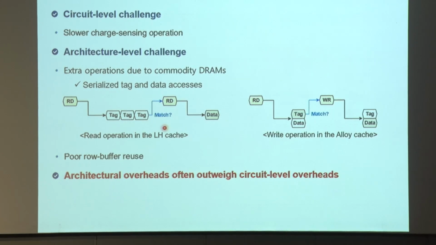Although it's possible to fetch tag and data simultaneously, this capability is limited to direct mapped cache only. Moreover, because the tag must be read before a write operation, the sequential accesses cannot be entirely avoided. Additionally, DRAM introduces inherent delays as it needs to activate a specific row before issuing read or write commands. Sometimes these architectural overheads outweigh circuit level overheads.